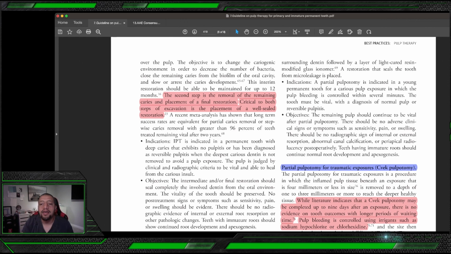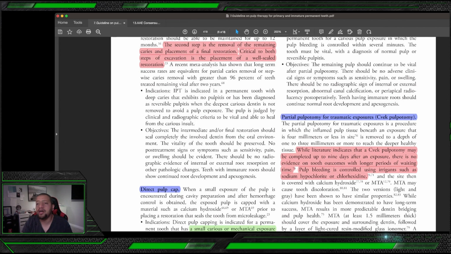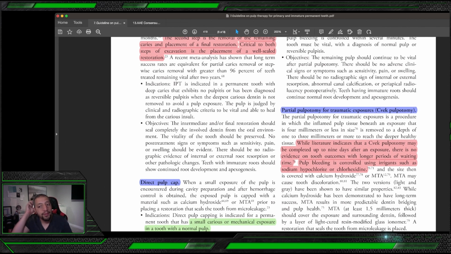Okay? And then the remaining pulp should continue to be vital after partial pulpotomy, and there should be no adverse clinical signs and symptoms. We spoke about this before, and we said you should tell the parents or the patient himself what he should anticipate in the next few days, what is within normal range and what is not normal, and he should come back to your office.